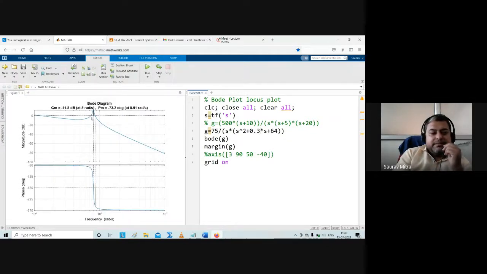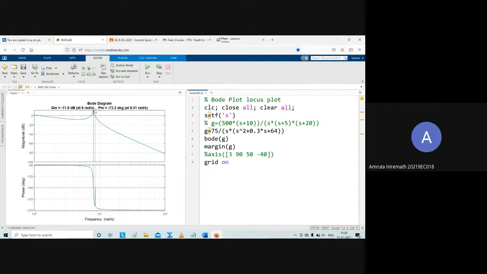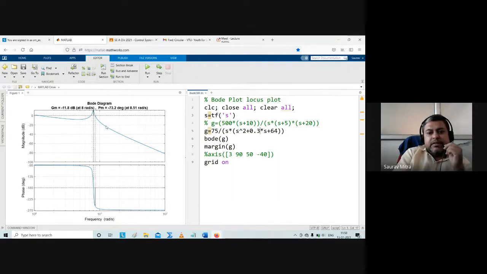Is it visible? Amruta, is it visible? That hump, okay, a sudden increase in the amplitude. So this is what is happening at 0.3. Can anybody confirm, is it visible? Yes, sir, this sudden increment. Okay, so this value is actually 2 zeta omega n.